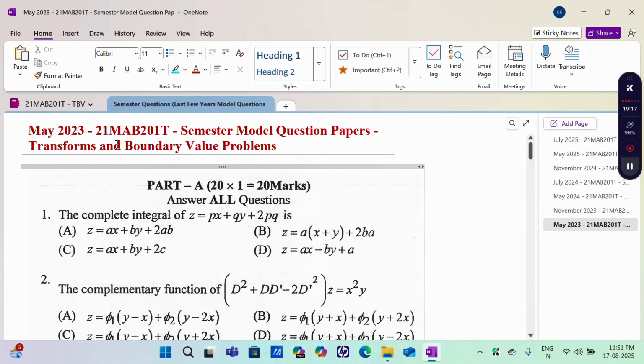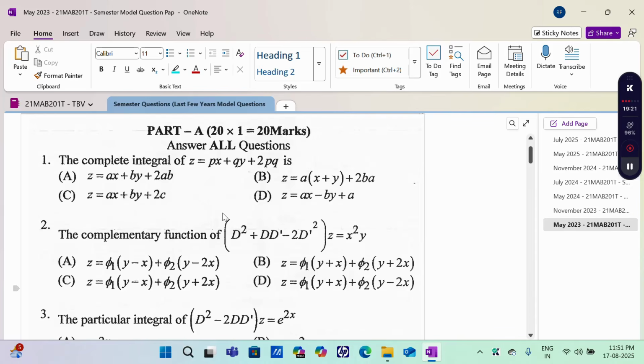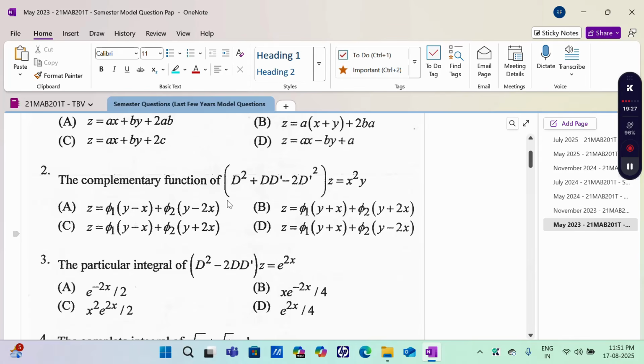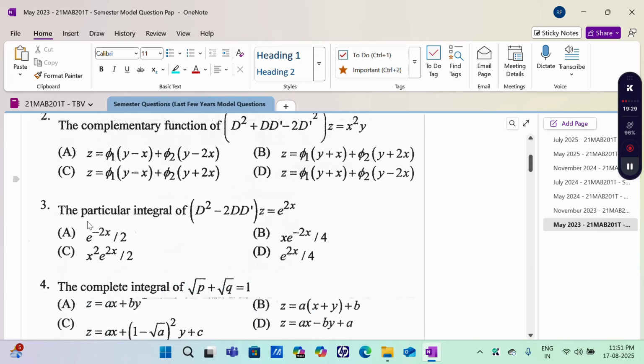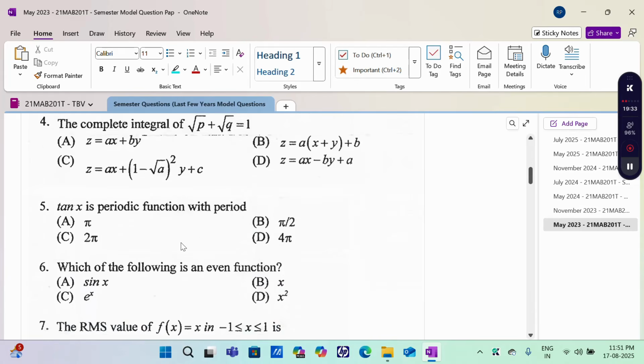And next question paper, May 2023. The first 4 questions are unit 1 partial differential equation. The first one is standard type, and then this is a third type particular integral, and this is also particular integral, first type of question, and this is a standard type question.